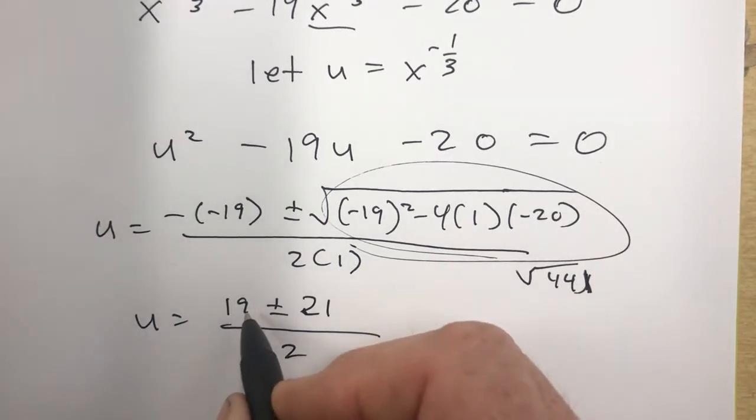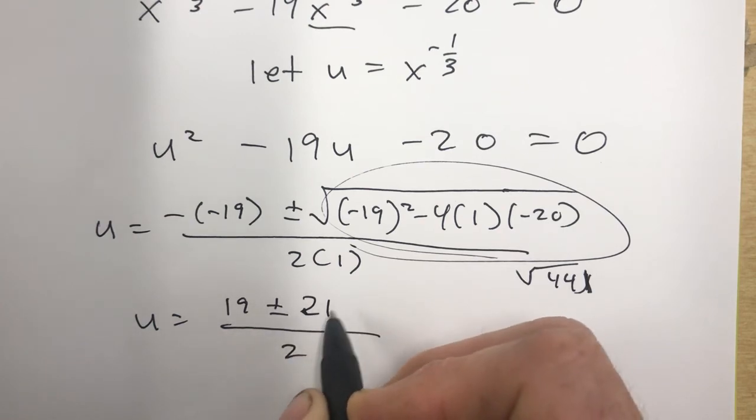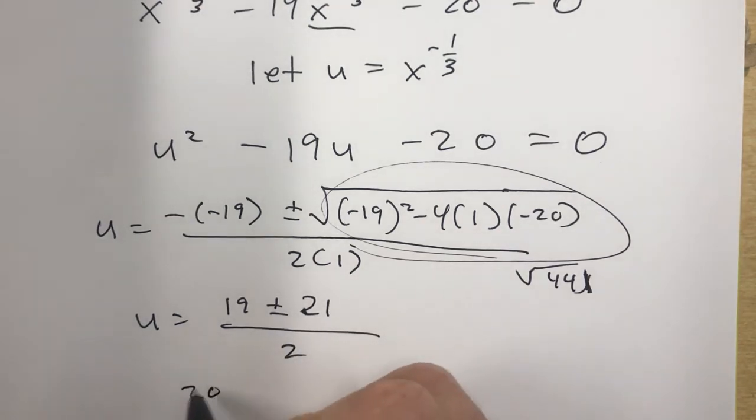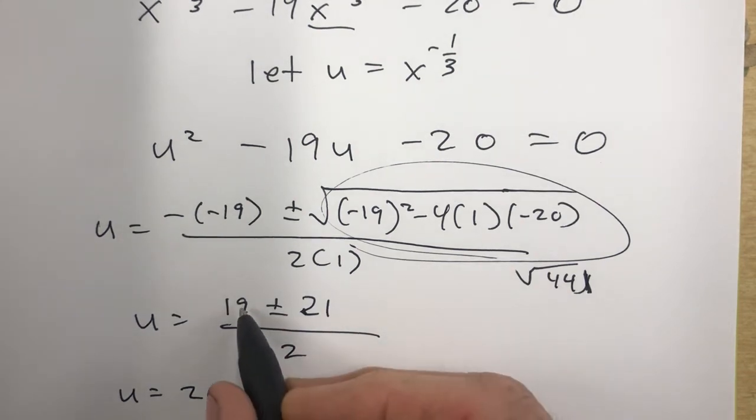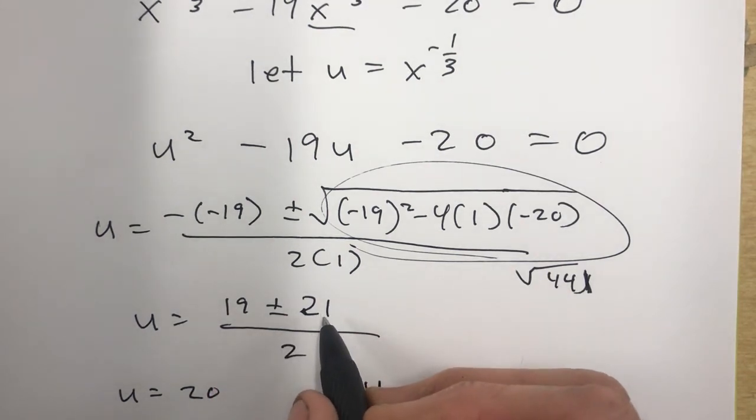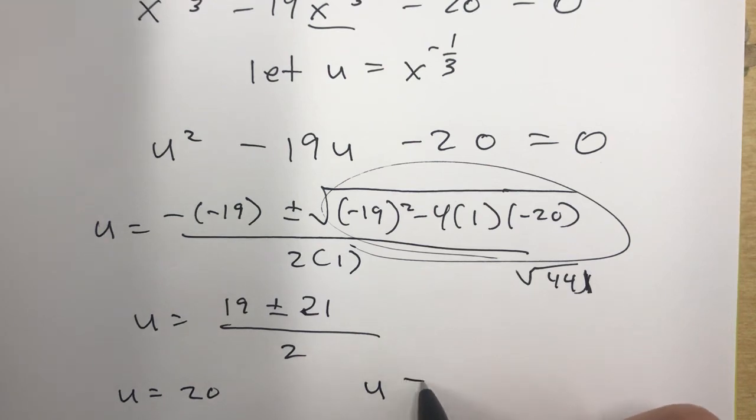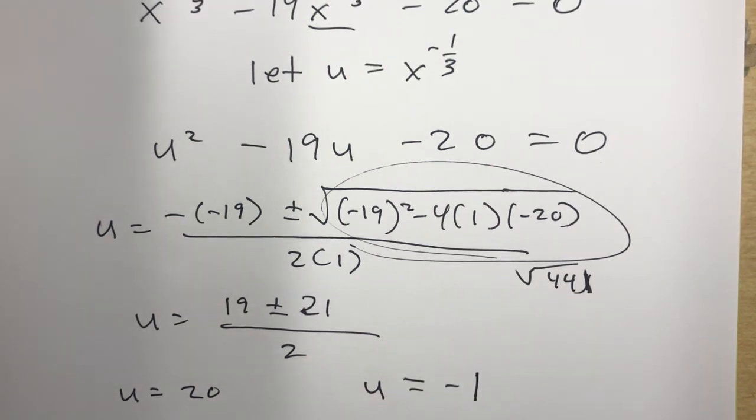Okay, so 19 plus 21 is 40. 40 divided by 2 would be 20. So u equals 20 is one solution for u. And then 19 minus 21 would be negative 2. And negative 2 divided by 2 would be negative 1 for u. And so there are my solutions for u.